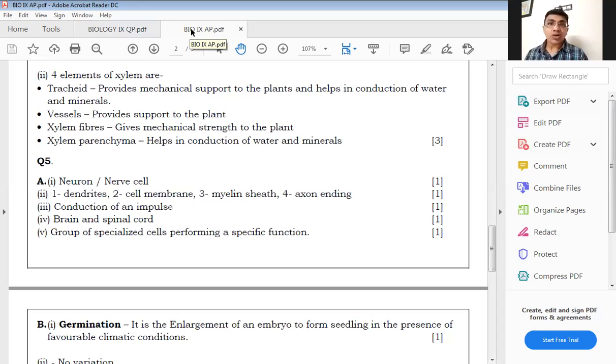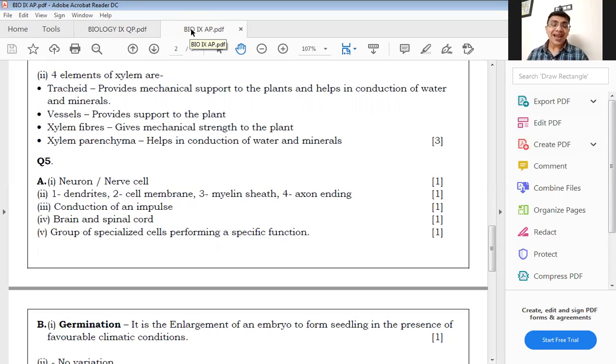The second one are known as vessels. They also provide support to the plant. The third one are known as xylem fibers. They are the ones that give mechanical strength to the plant. By the way, just to let you know, tracheids, vessels, and xylem fibers, all these 3 are dead cells.